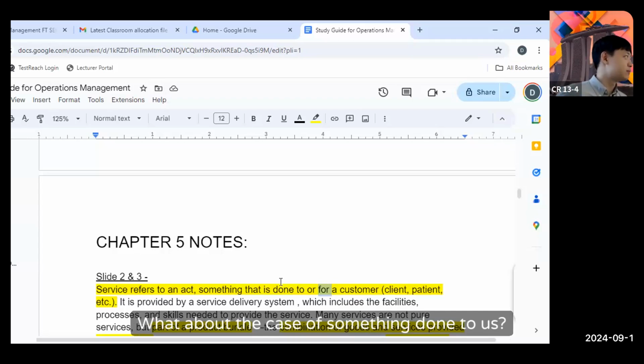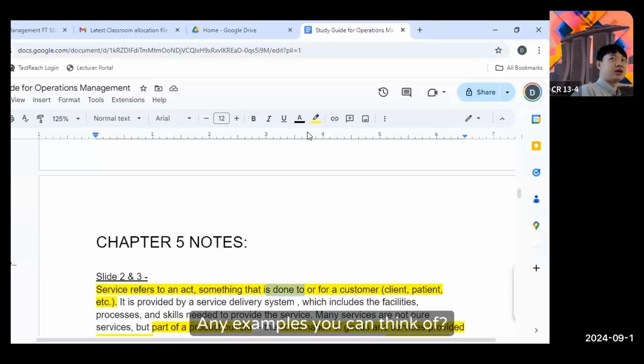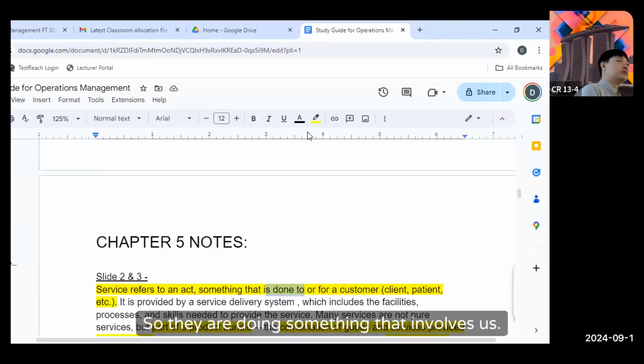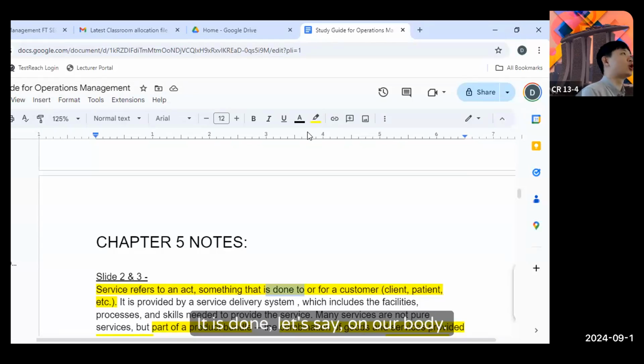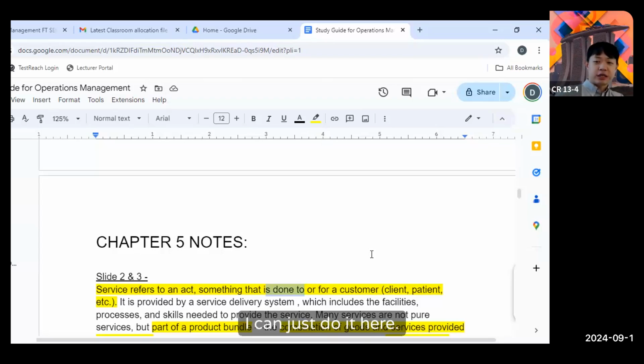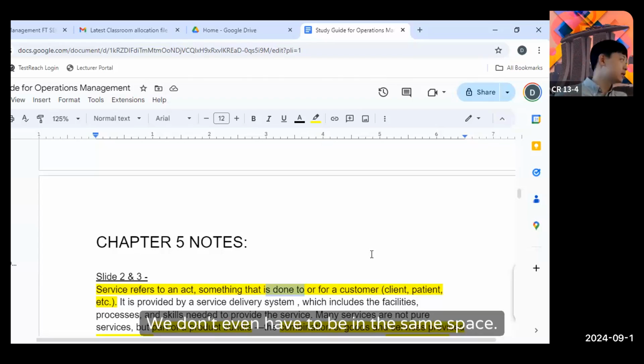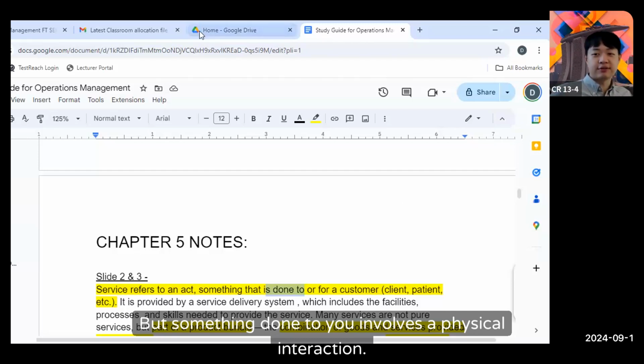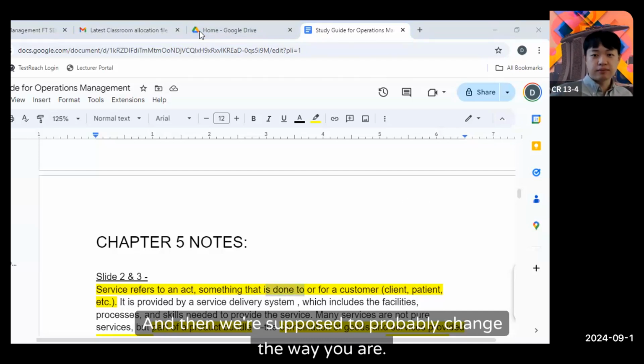What about the case of something done to us? Any examples you can think of? So they are doing something that involves us. It is done, let's say, on our body. Okay, done on your person. So done for you, I don't need to touch you or anything, right? I can just do it here. We don't even have to be in the same space. But something done to you involves a physical interaction, and then we're supposed to probably change the way you are.